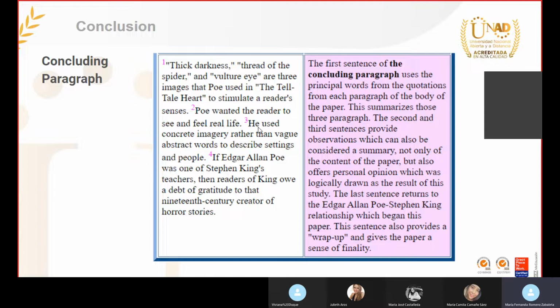So it's better to give your personal opinion at the end in the concluding paragraph. So the third sentence is, he used concrete imagery rather than vague abstract words to describe settings and people. Okay, so the second and third sentences of this conclusion provide observations which can also be considered a summary, not only of the content of the paper, but also offers personal opinion, which was logically drawn as the result of this study. So your personal opinion can be a result of the whole idea.